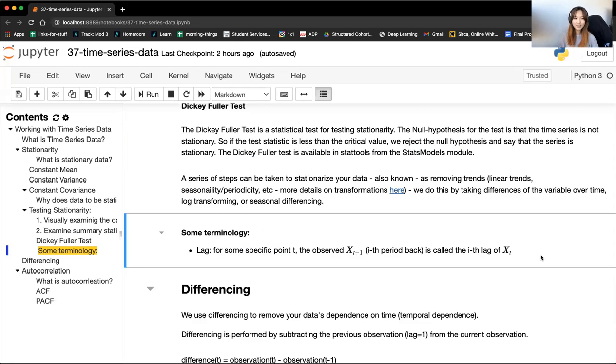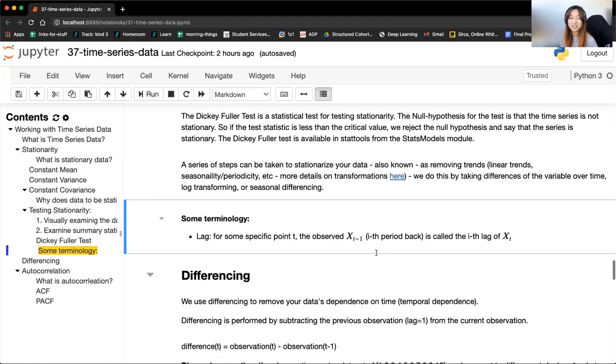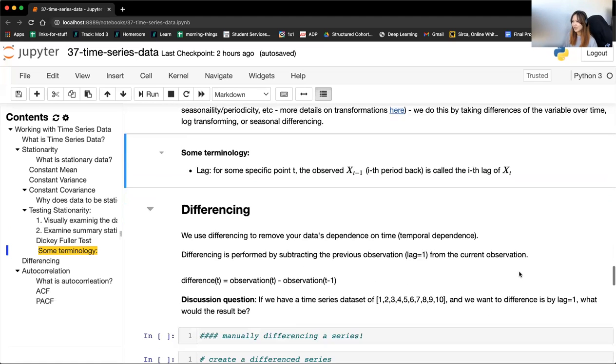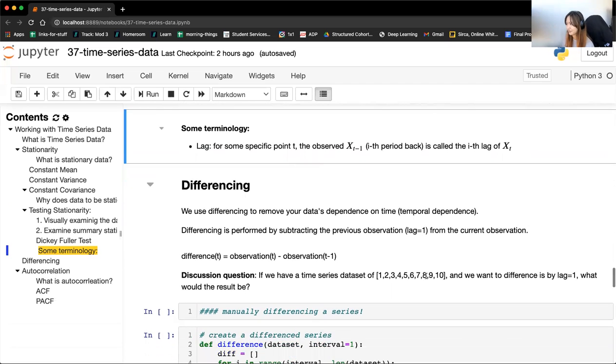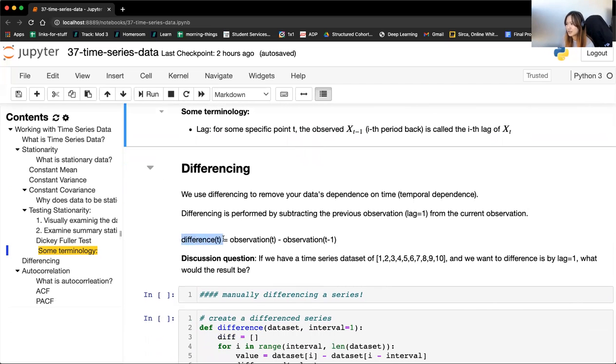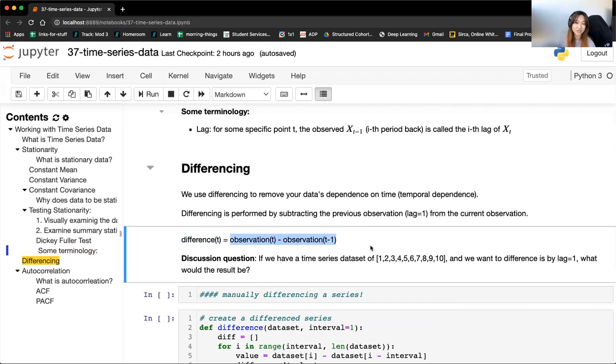All right, and the way that we use lag to help achieve stationarity is through differencing. So differencing basically removes your data's dependence on time. And it's really just performed by subtracting the previous observation from the current observation. We'll see with some graphs later that if you have a trend that's constantly going upwards, you end up with a flatter overall data set. So all you're doing is the new difference is just your current observation minus your last observation.